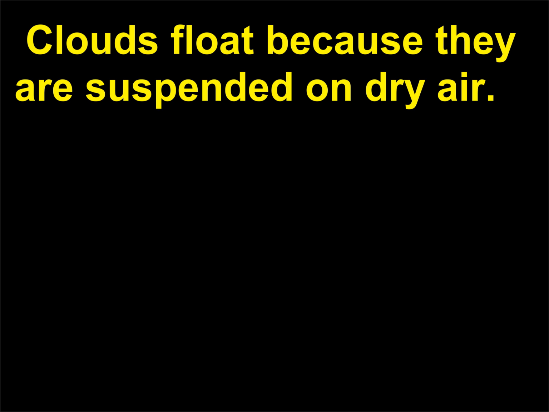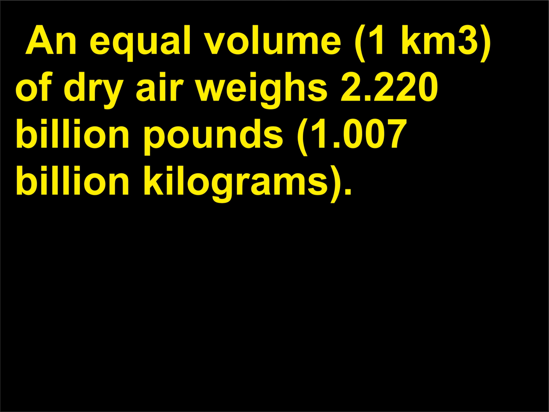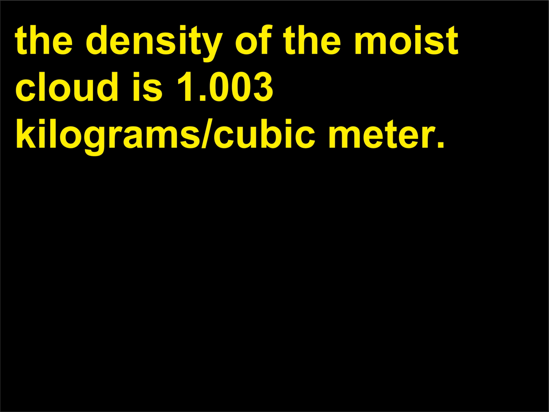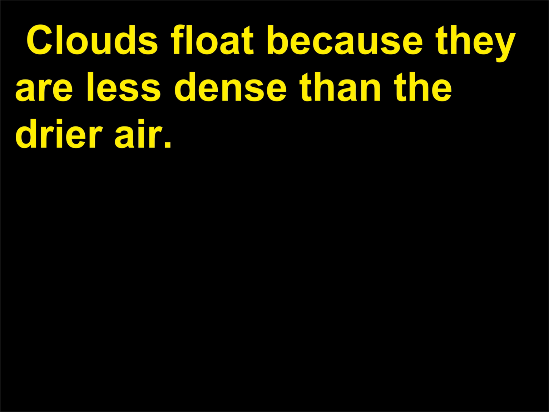Clouds float because they are suspended on dry air. An equal volume, 1 cubic kilometer, of dry air weighs 2.220 billion pounds, 1.007 billion kilograms. Dry air has a density of 1.007 kilograms/cubic meter while the density of the moist cloud is 1.003 kilograms/cubic meter. Clouds float because they are less dense than the drier air.